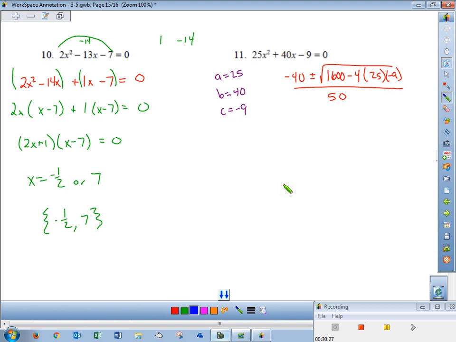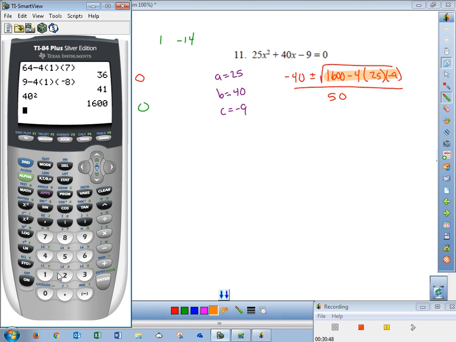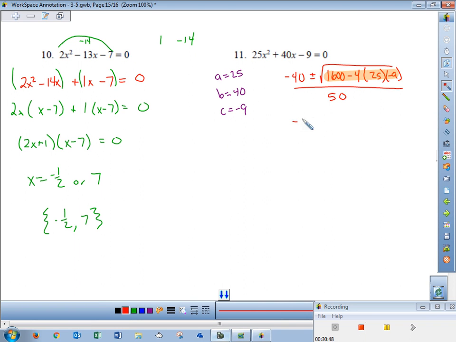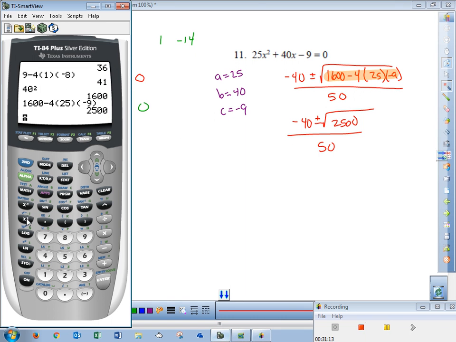Let's find this discriminant by punching all that into my calculator. So 1600 minus 4 times 25 times negative 9. 2500. Ooh, I like that number. It kind of seems like it might be a perfect square. If you're not sure if that's a perfect square or not, you could now square root it. So the square root of that previous answer is 50. So the square root of 2500 is really 50.